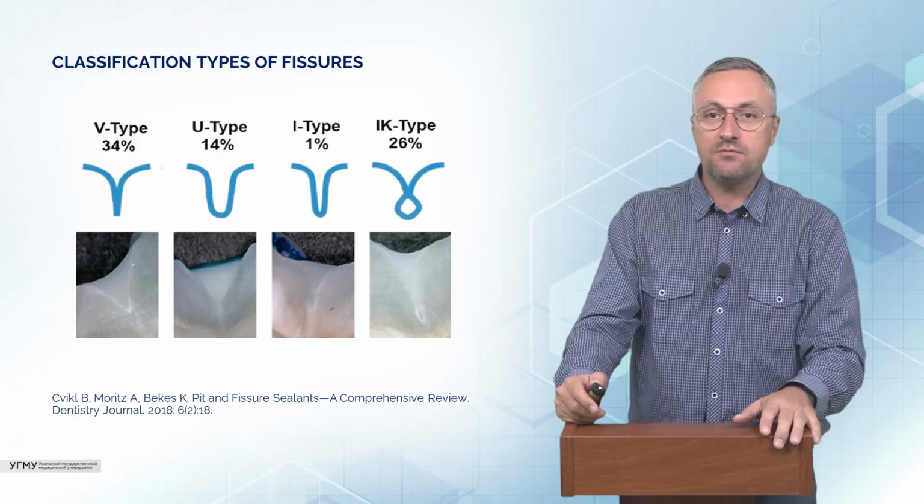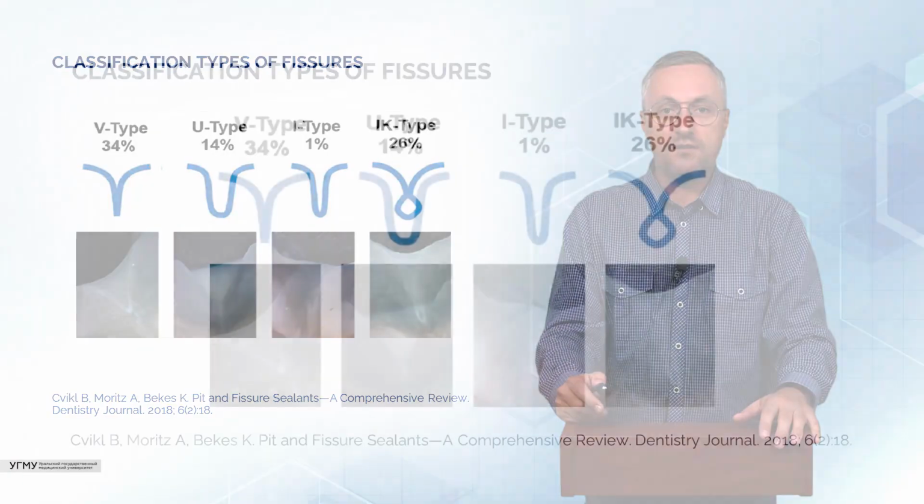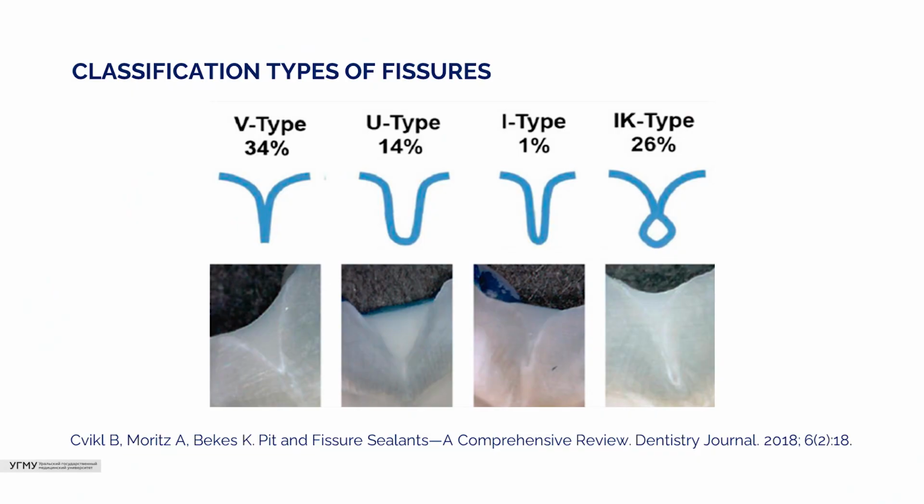In the beginning, I would like to talk about the types of fissures and their classification. There are 4 types: V-type, U-type, I-type, and IK-type. The most frequent type is the V-type fissure. Understanding fissure types is crucial for effective sealing. V-type fissures are most common.